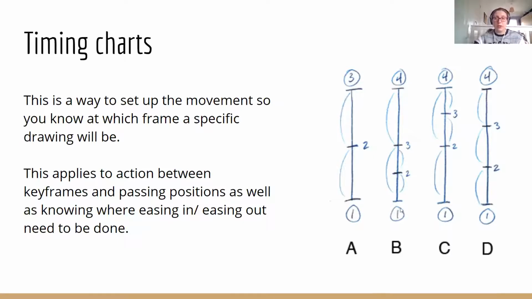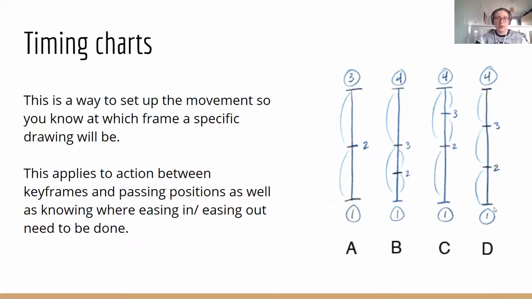So if you look at B, you have your key pose. Then 3 is your passing pose. And then 2 is the easing out. And as you do the easing in and out, you add more frames in between the others. So if you wanted to, you could put another frame between 2 and 1 to make that ease out so much smoother. And the same thing is with C. It's just that one is easing out, and the other one is easing in to the action.